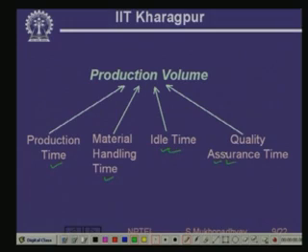And finally, using automated quality assurance equipment, you can really cut down on quality assurance time. Actually, this quality assurance time is growing like anything, because previously people used to be satisfied with lot by lot testing. That is, you pick up some random samples from a lot and test them, and if they pass, you assume that every item in the lot is good.